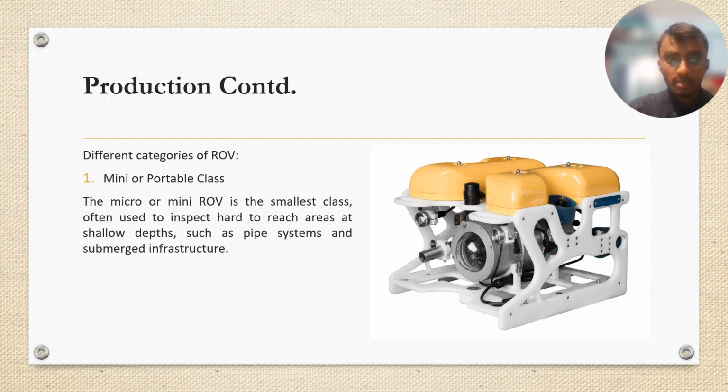discuss the first category of ROV, which is the micro, also known as mini ROV. It is the smallest class, often used to inspect hard to reach areas at shallow depth such as pipe systems and submerged infrastructure.